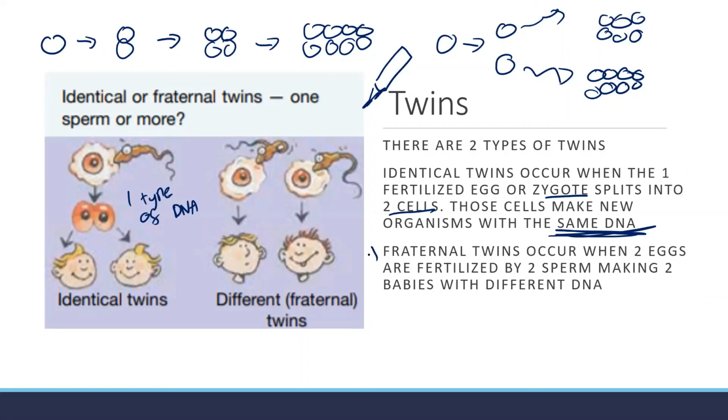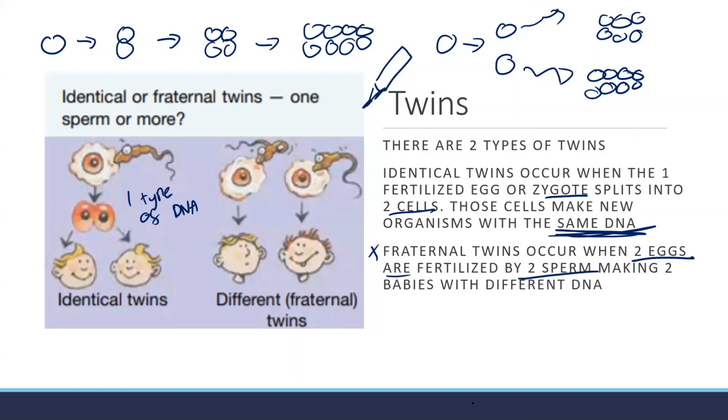Now, you can have a boy and a girl that are twins. Those would be called fraternal twins. Now, what a fraternal twin or a different twin is, doesn't matter really, is when two eggs are fertilized by two different sperm. These make two babies with different DNA.